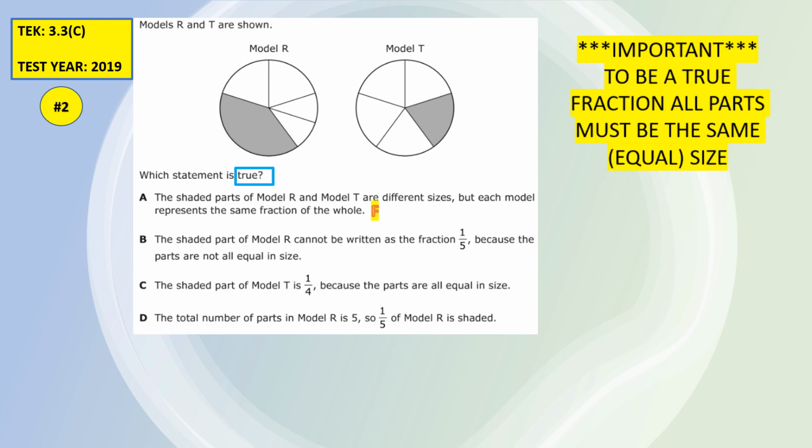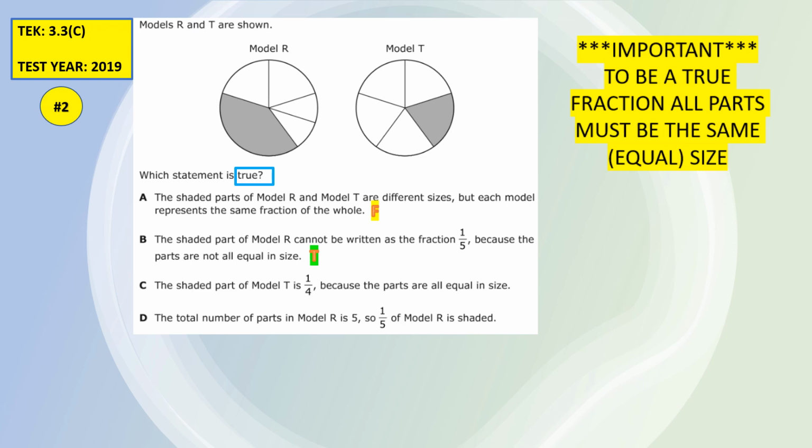Answer choice B says the shaded part of model R cannot be written as a fraction 1/5 because the parts are not all equal in size. That is true. That's very true. That shaded part cannot be written as the fraction 1/5 because the parts are not all equal in size. So it seems like we have our answer, but let's go through and read the other 2 answer choices just to make sure. Because sometimes they put 2 answer choices in there that are very, very similar, and you have to figure out which one you want to choose.